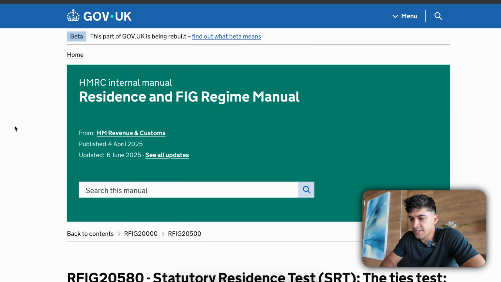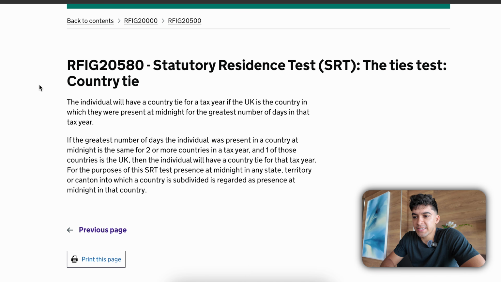And then the final test is the country tie, which basically asks which country is the one where you spent the most amount of days. Individuals have a country tie for a tax year if the UK is the country where they were present at midnight for the greatest number of days. If you're just digital nomading around, spending a month here, a month there, a month everywhere, you might actually meet this, and you might actually be in trouble.